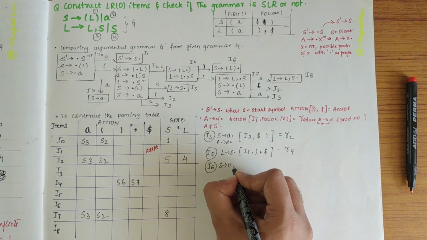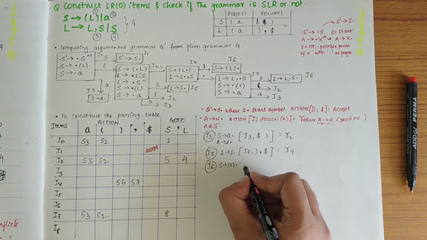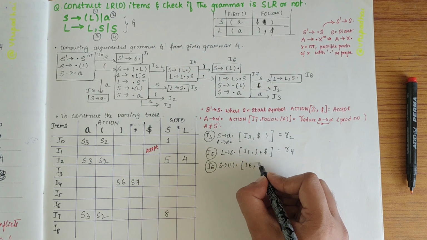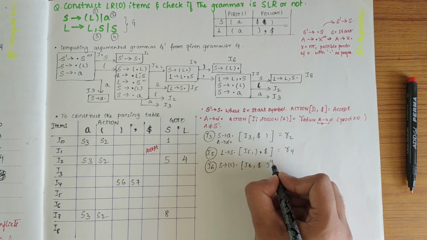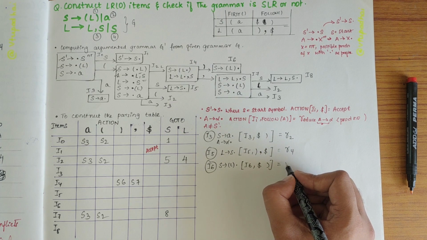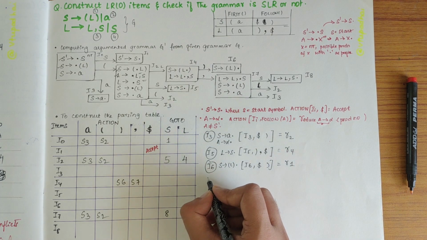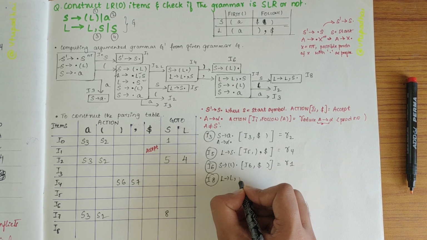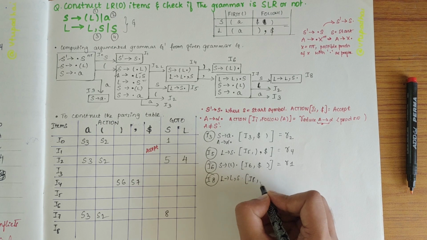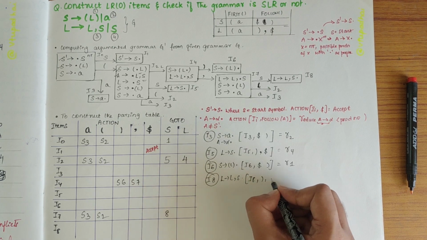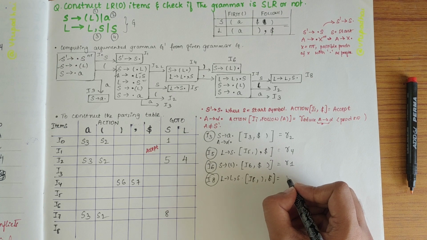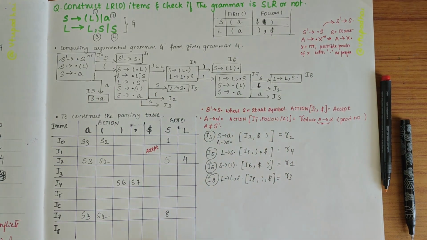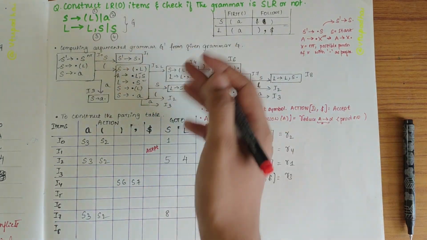Coming to I6, S derives parenthesized L dot at the end. So here I'll write I6 comma follow of S is dollar and open bracket. Here I would write S derives parenthesized L as R1. Next I7 is not there. I8 I can write as L derives L comma S dot. So this would be I8 comma follow of L is open bracket, comma and dollar, equal to L derives L comma S, which is R3, the third production. So I have obtained all the reduce part of the items.